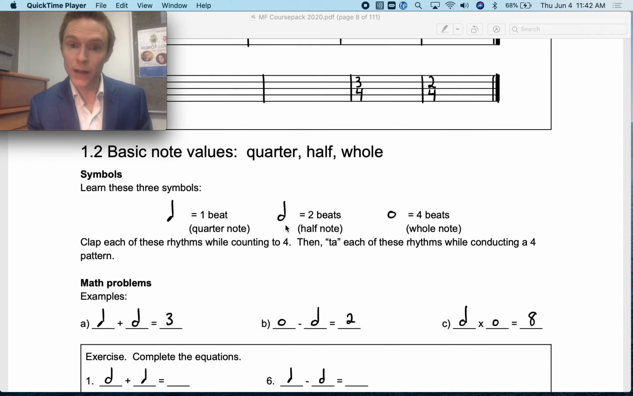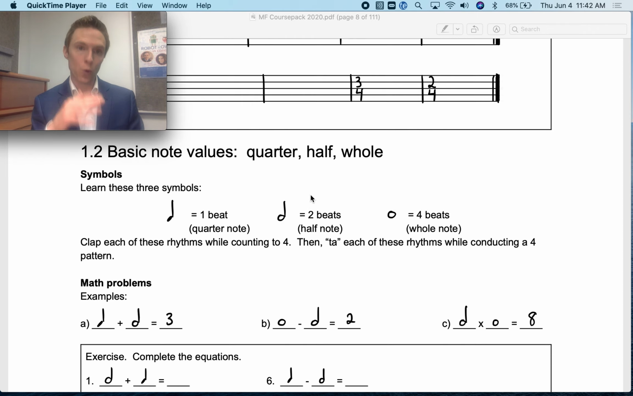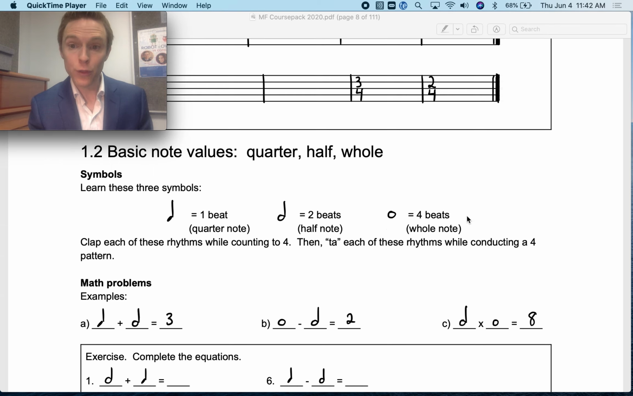So here we've got, in contrast to the quarter, a hollow note head. The stem's going up, it can also go down. Half note gets 2 beats. So quarter note gets 1, half note gets 2. And finally, out of these 3, we've got a whole note. It looks just like an oval, and it's worth 4 beats. So again, quarter note, half note, whole note, 1 beat, 2 beats, 4 beats.